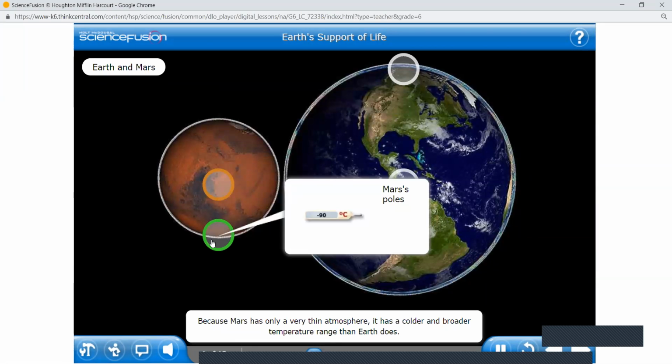Because Mars has only a very thin atmosphere, it has a colder and broader temperature range than Earth does. At its poles, the temperature on Mars can be negative 153 degrees Celsius. The environment on Mars is so harsh, it's not likely that it could support life.